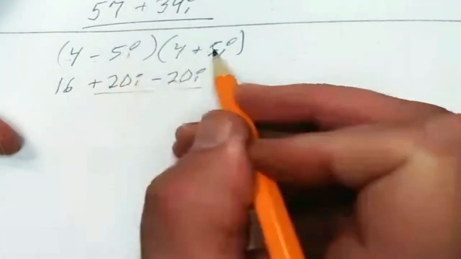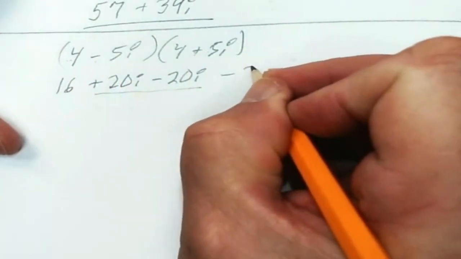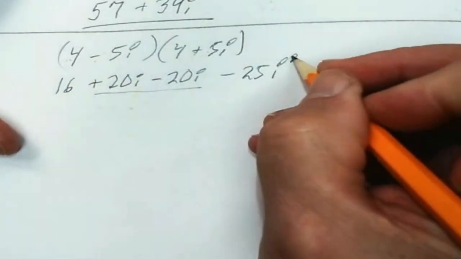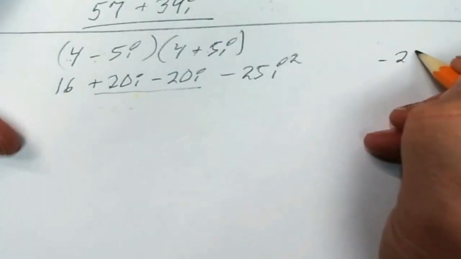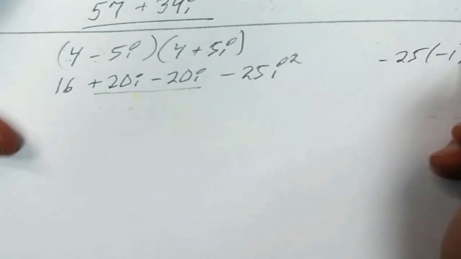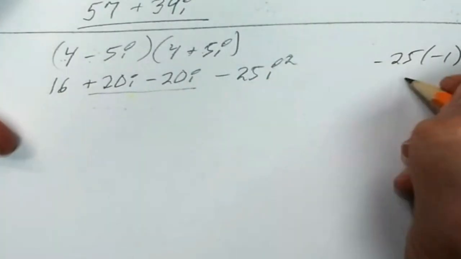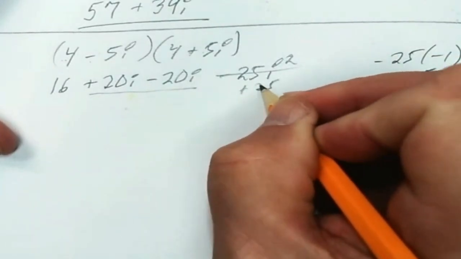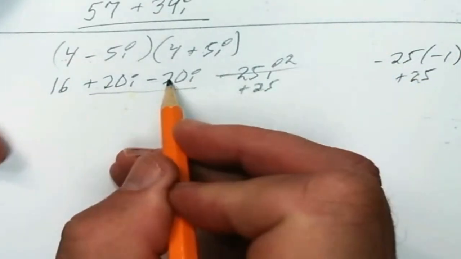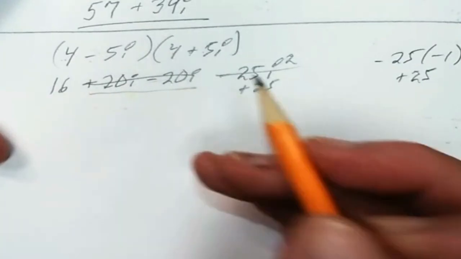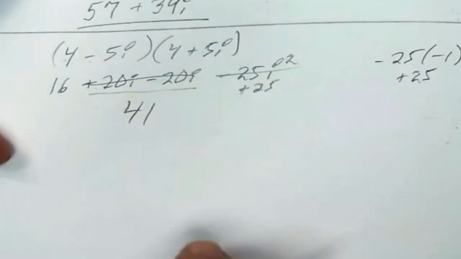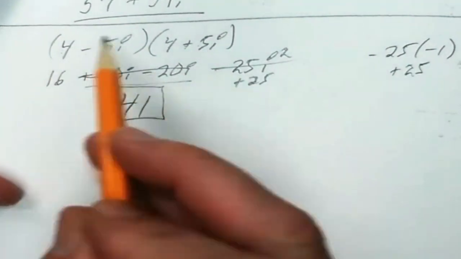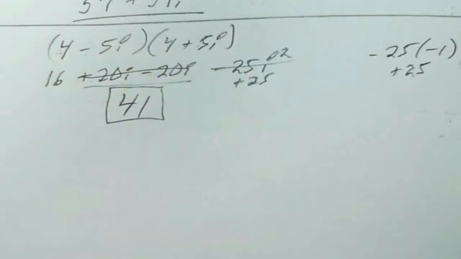Negative 5i times positive 5i is negative 25i squared. Negative 25 times negative 1, because i squared is negative 1. So this is plus 25. This is 0, 20i minus 20i. So this is just 41. 16 plus 25. This is the final answer of what you get with these two complex numbers being multiplied together.